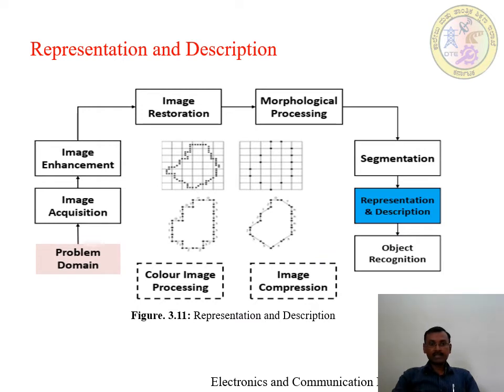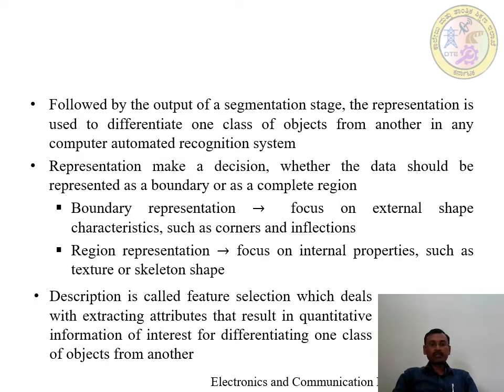Next step is the representation and description stage. Following the output of a segmentation stage, the representation is used to differentiate one class of objects from another in any computer automated recognition system. Representation makes a decision whether the data should be represented as a boundary or as a complete region.